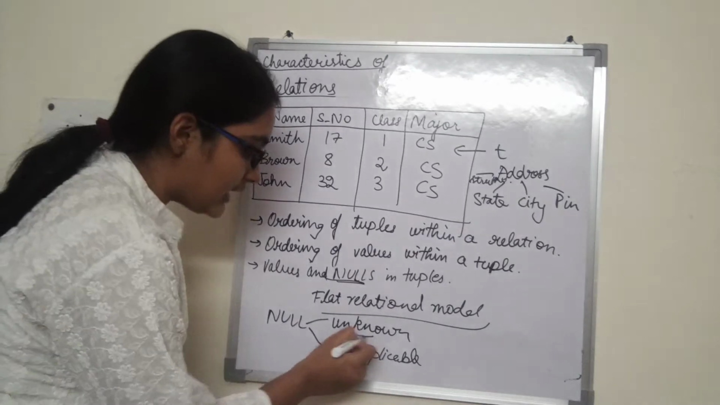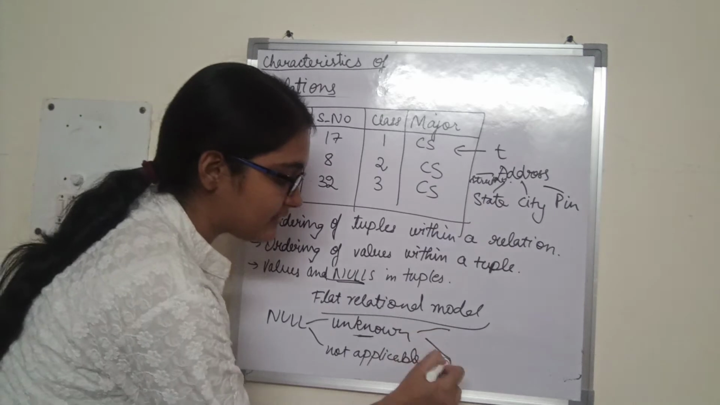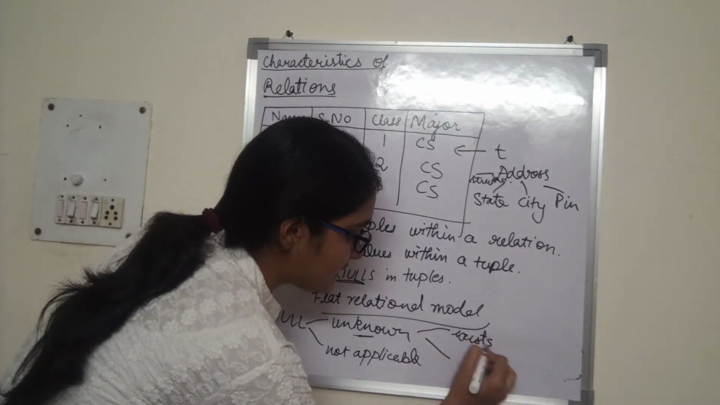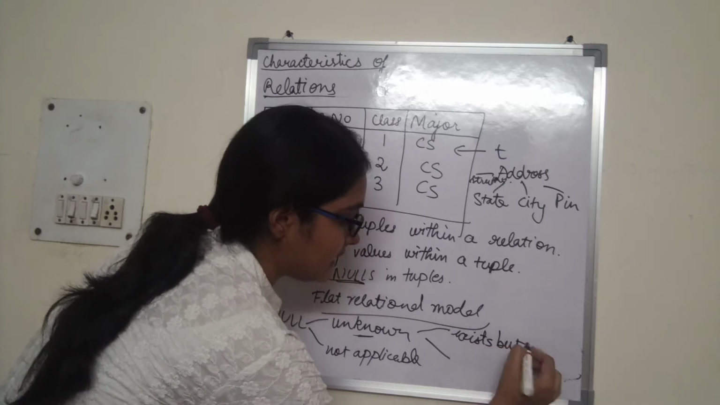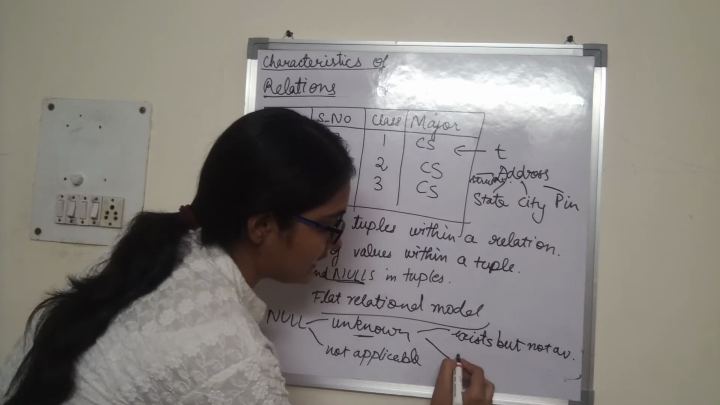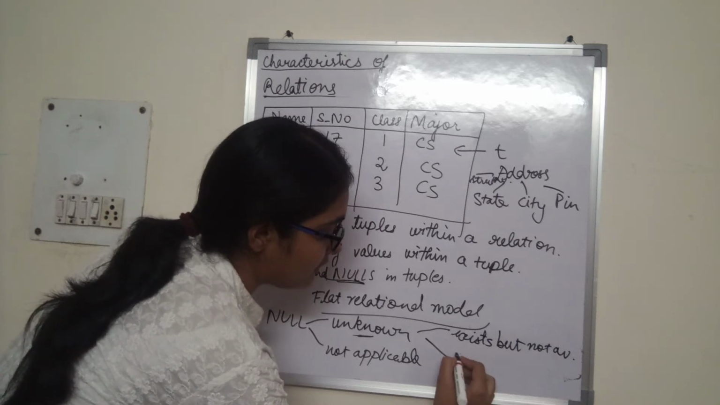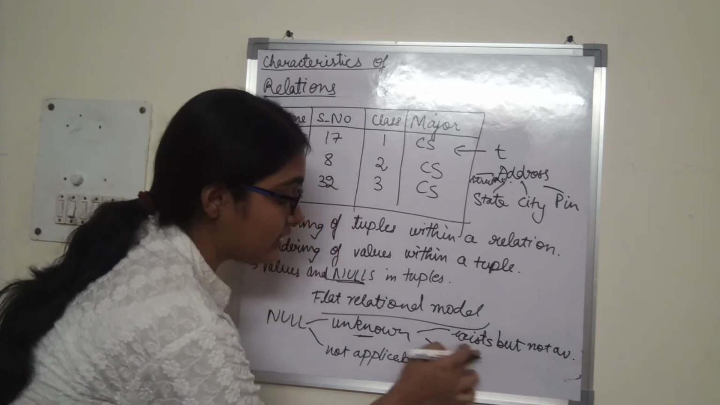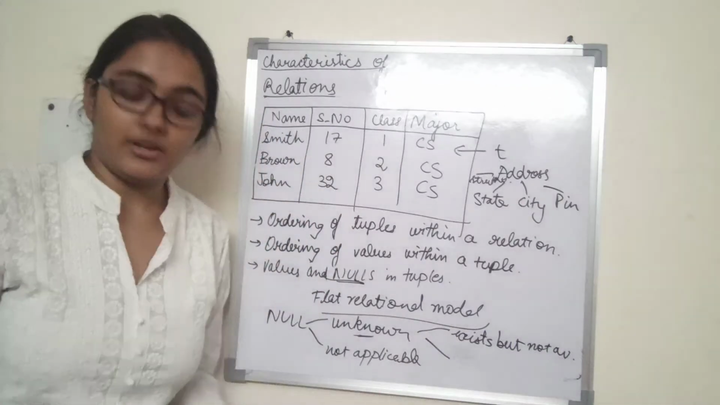When we talk about unknown, this class can be classified further into two types. First is exists but not available, which we have already discussed previously. Another one is we do not know whether a value exists, so it is actually unknown.